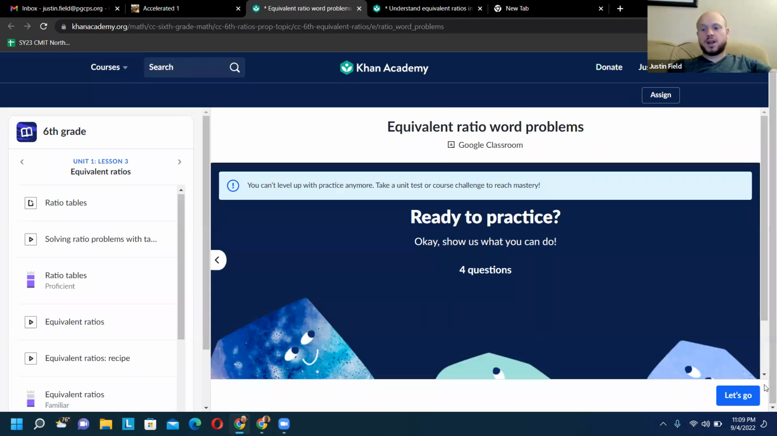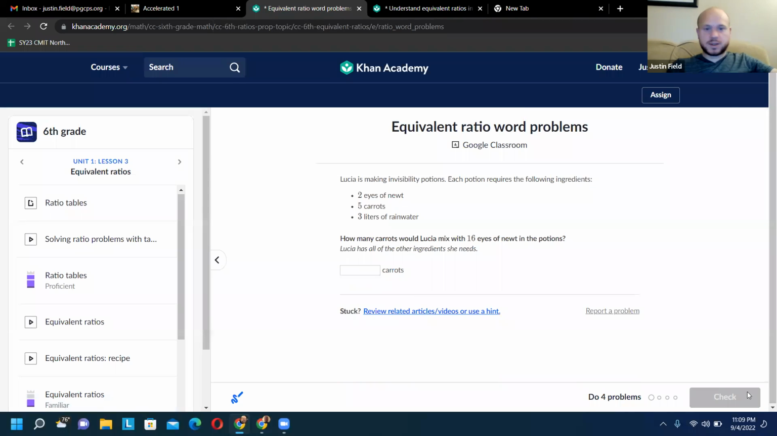And okay, so now let's do the ratio word problems. Don't worry, I know we don't like word problems, but it's not going to be too bad. Lucia is making invincibility potions. Each potion requires the following ingredients: 2 eyes of a newt, 5 carrots, and 3 liters of rainwater. How many carrots would Lucia mix with 16 eyes of newt in the potions?